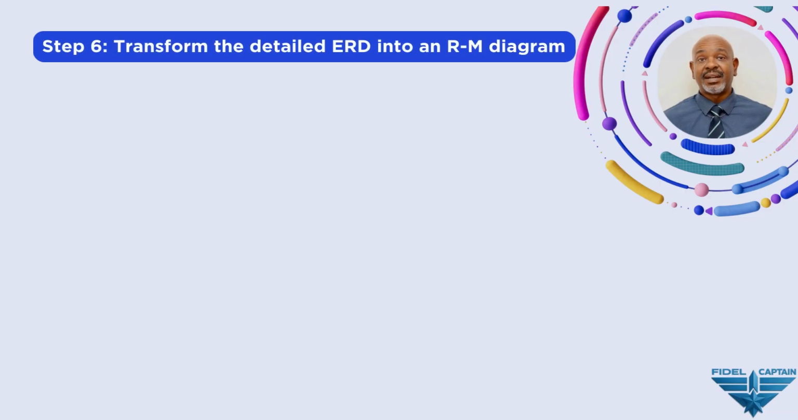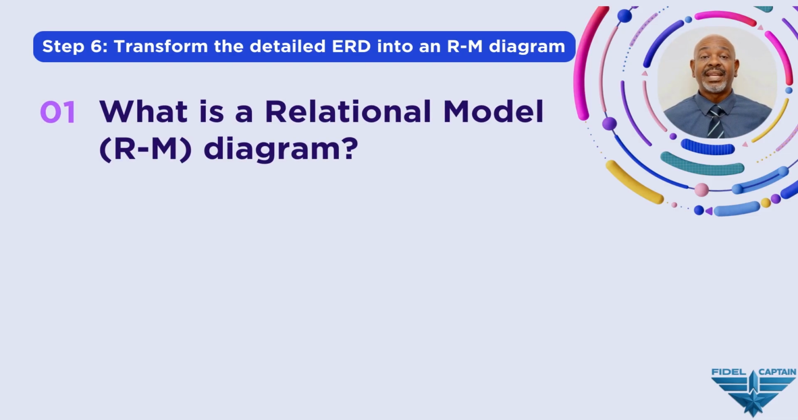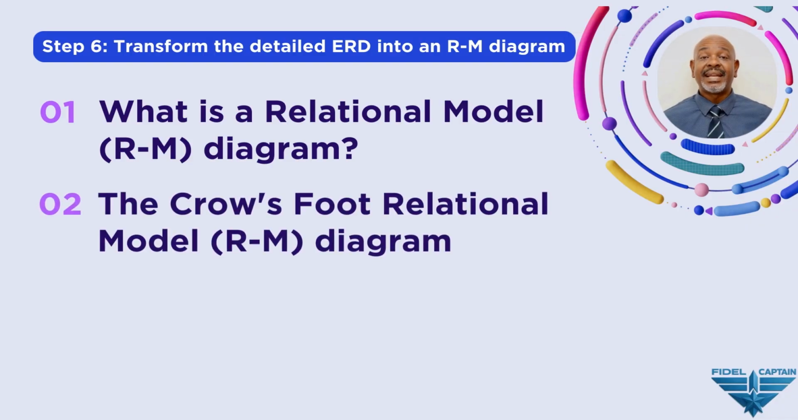In this lecture, we will explore step 6 of the 6-step Relational Database Design process. Transform the detailed ER diagram into an implementable RM diagram. We will begin by talking about relational model diagrams, what they are and why we need them. And then we will talk about the crow's foot relational model diagram and the notation used on this diagram.